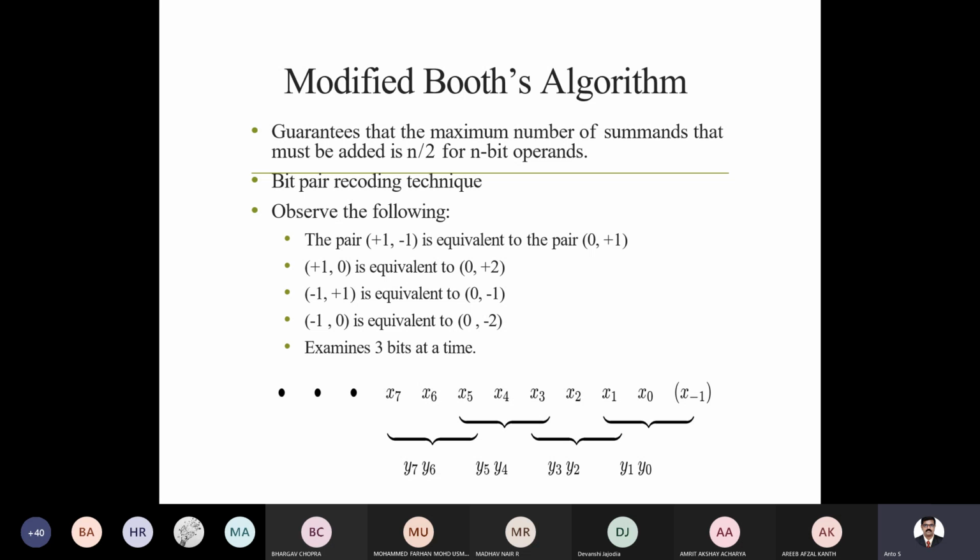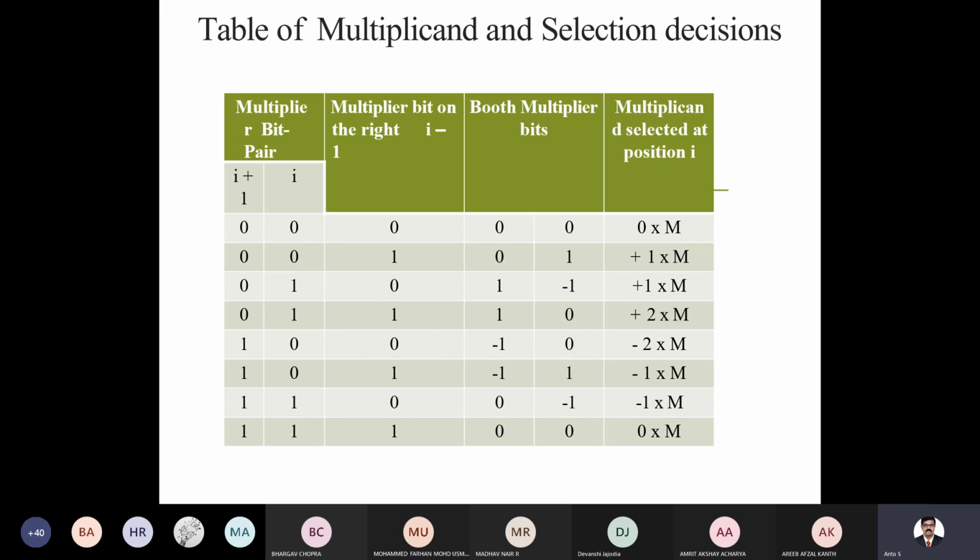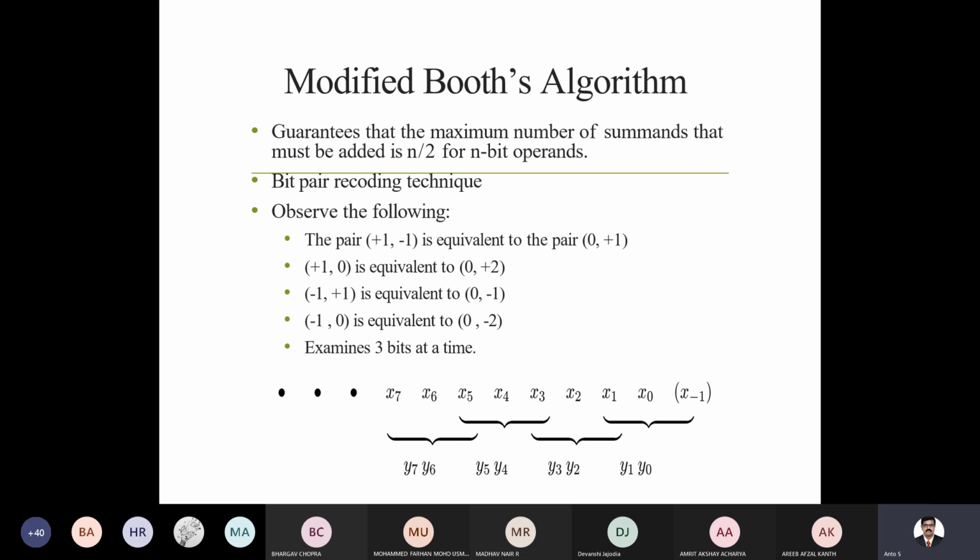By this recoding process, we are reducing. So how do we do the recoding? The pair recoding is given, so you will have a look at this pair recoding. Above this, the next table, which is given in the next slide, is very important. I showed you, no? This table is important. I will show you what that table is.